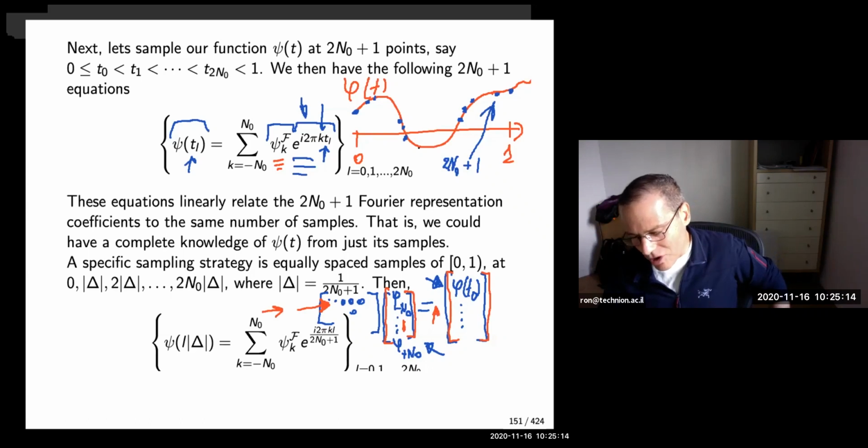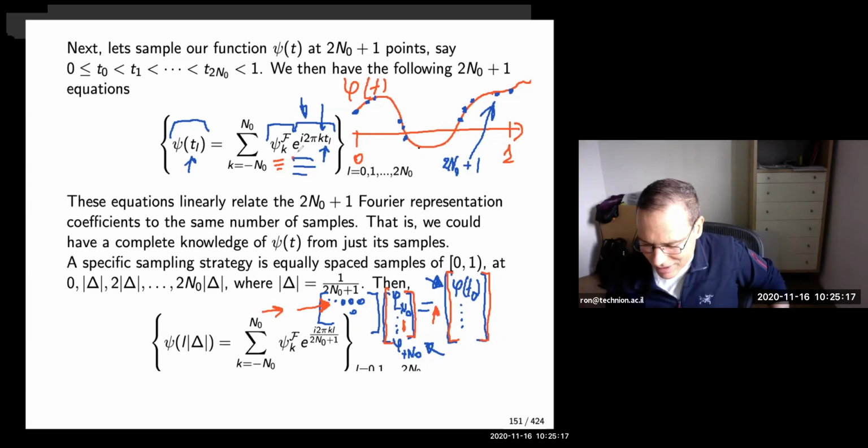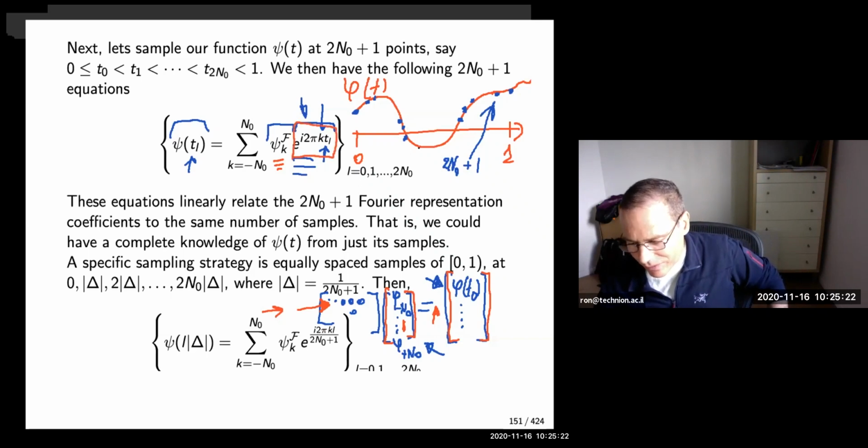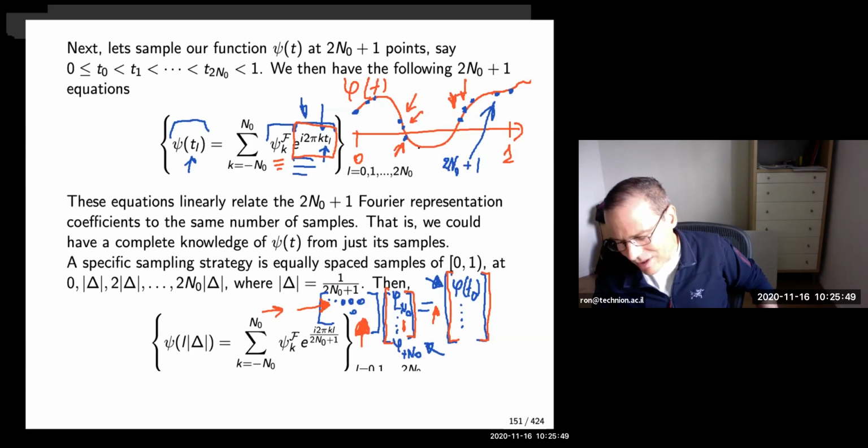But we have to justify the fact that this matrix can indeed be inverted. And it appears that if the points by which I'm sampling my function have almost any distribution over the real line, in fact it can be inverted. I really need to make an effort to choose these points such that this matrix would not be invertible.